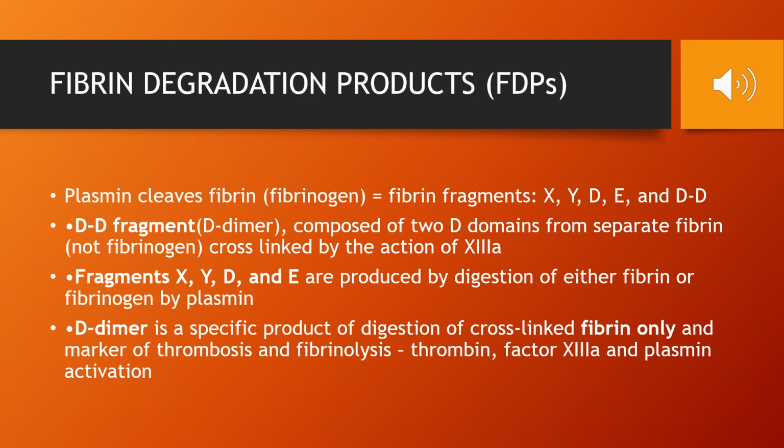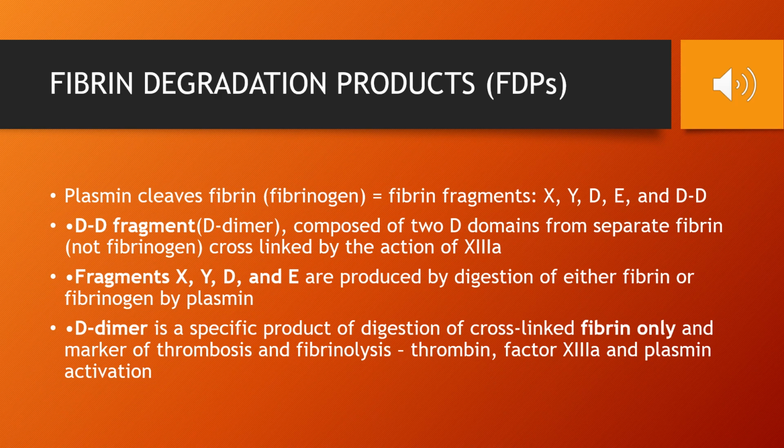So once plasmin cleaves fibrin, it produces a series of identifiable fibrin fragments, namely X, Y, D, E, and DD. So the DD fragment, which is also called the D-dimer, is composed of two D domains from separate fibrin molecules, cross-linked by the action of factor 13A.